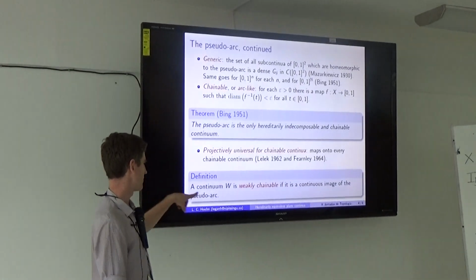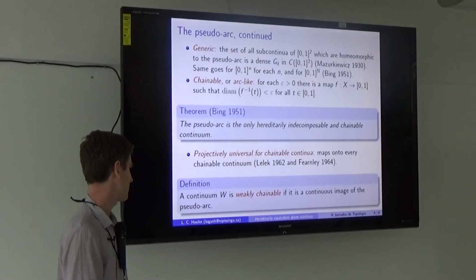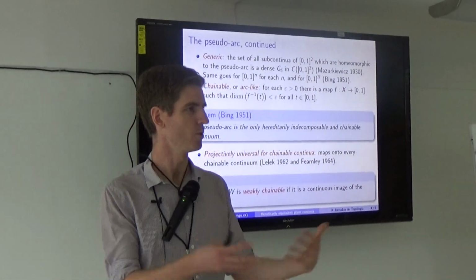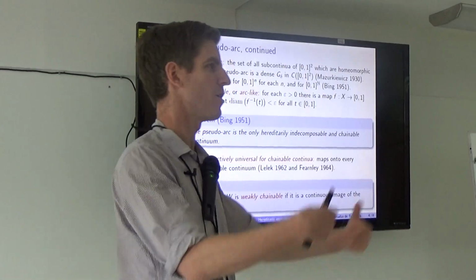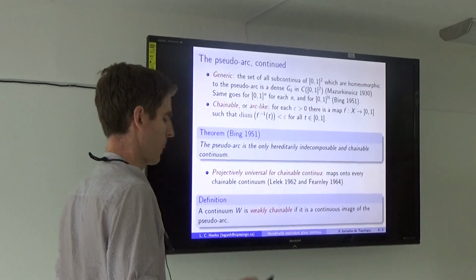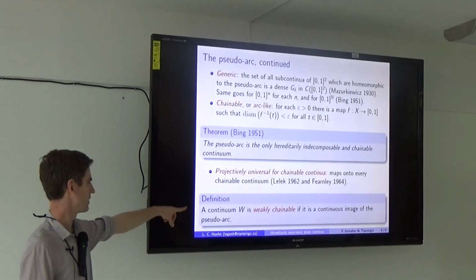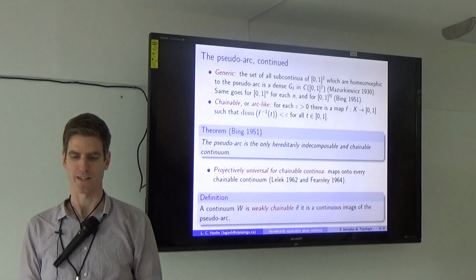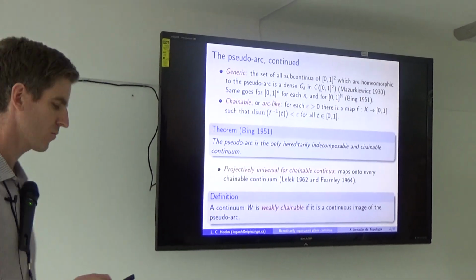This gives rise to another interesting class of continua. If you look at all continuous images of the pseudo-arc, that includes all the chainable continua, and then many others as well. Those are called weakly chainable continua. So I won't really use this definition during the talk, but I do have some questions involving that at the end, so I'll continue.